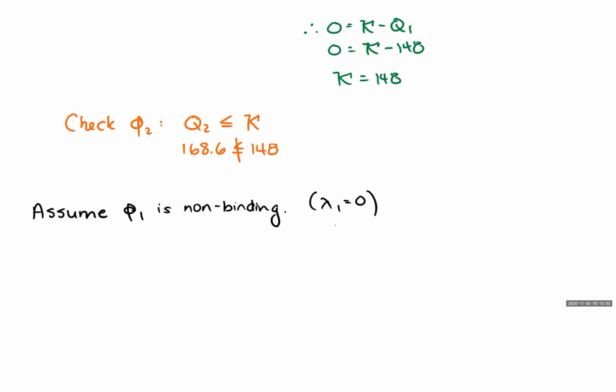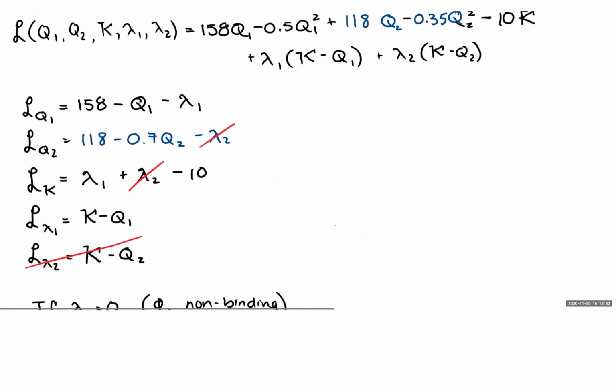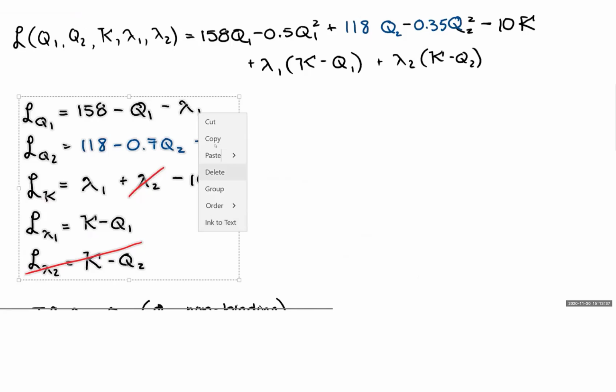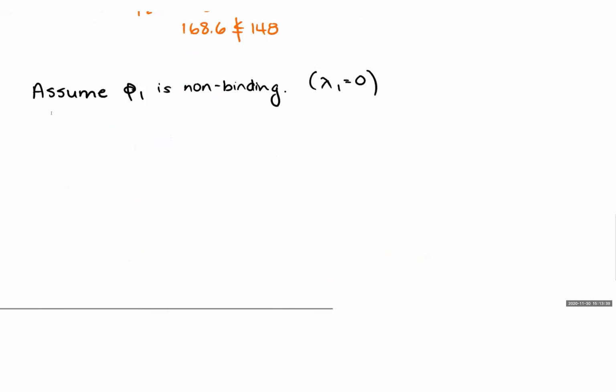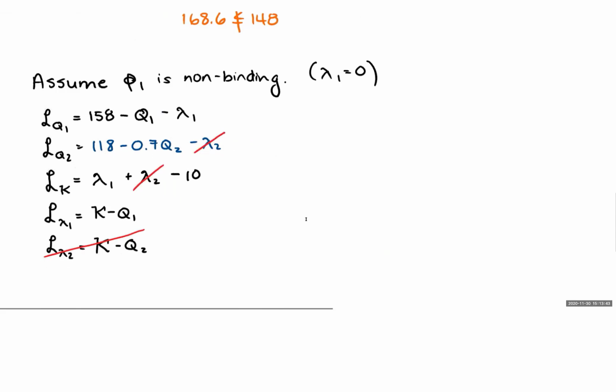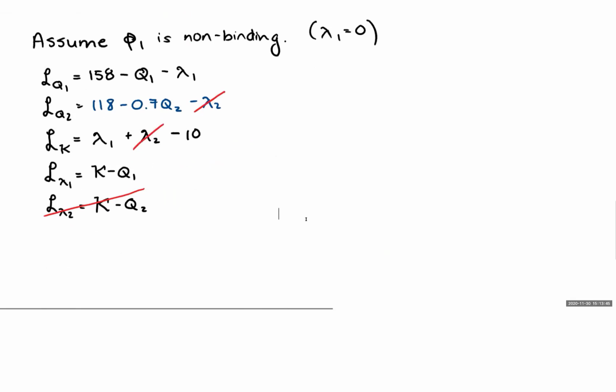Okay. So now, grabbing my derivatives, I have constraint 1 is non-binding now, so lambda 1 is equal to 0. So all of those do not apply. So now solving my system of equations. Where would you suggest I begin?